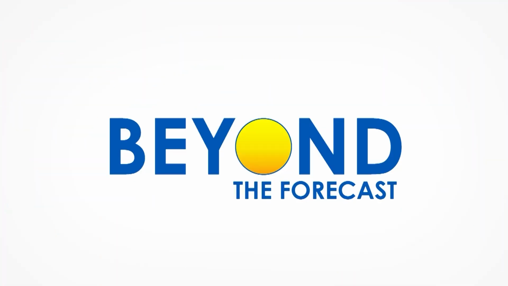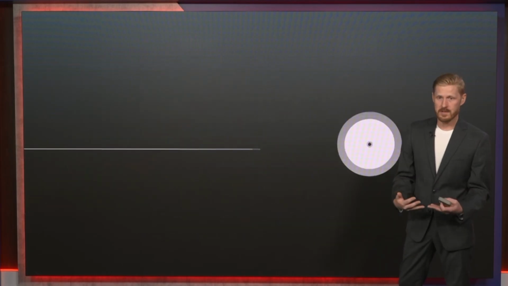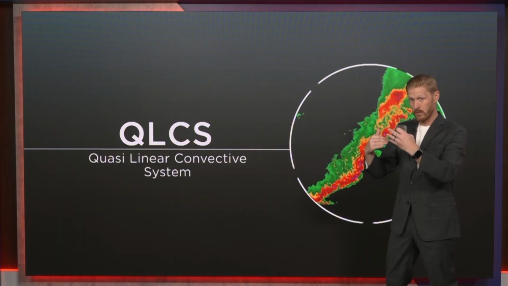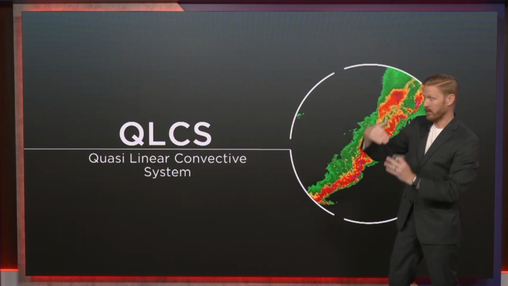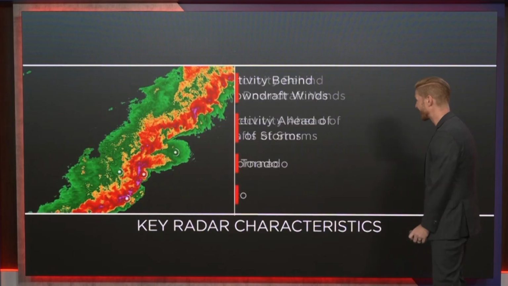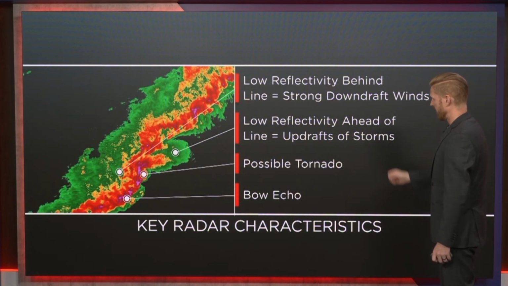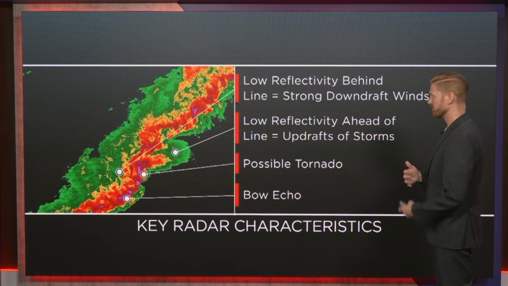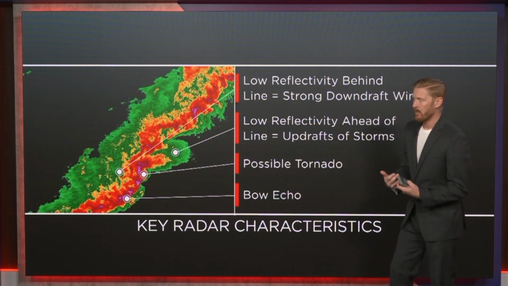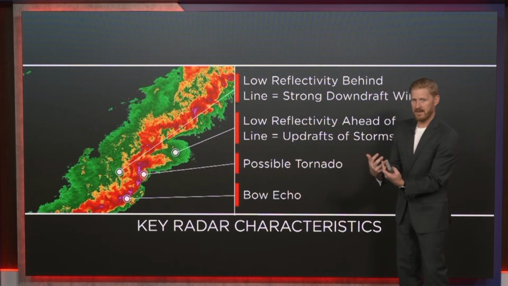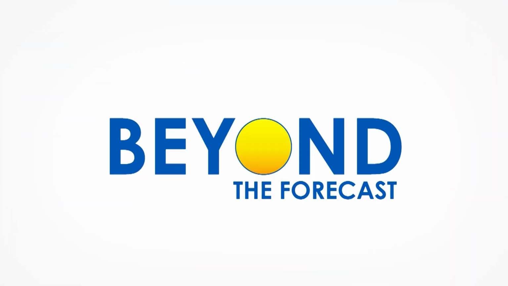And then I'm going to tell you about a QLCS, or a quasi-linear convective system. What is it? Well, it's a big fancy name, but we will explain what it is and what it can do, because it is a pretty destructive line of storms. And then at the end, we're going to be looking at another segment from our Beyond the Forecast live streaming podcast. So we'll have all that coming up for you in the show. But before we get to that, let's dive in first to this day in weather history.